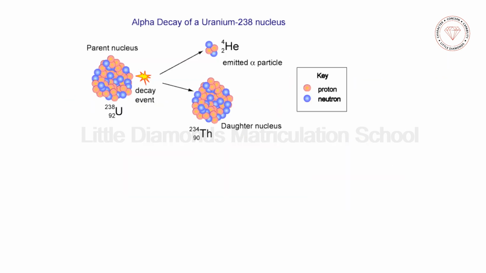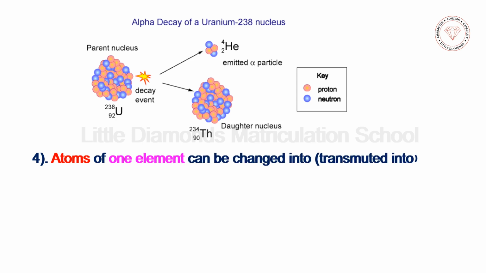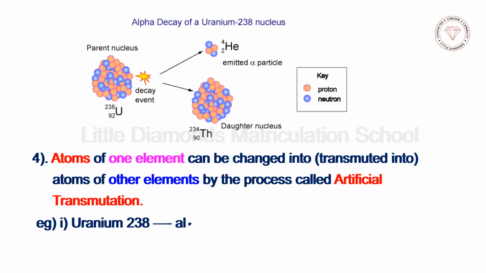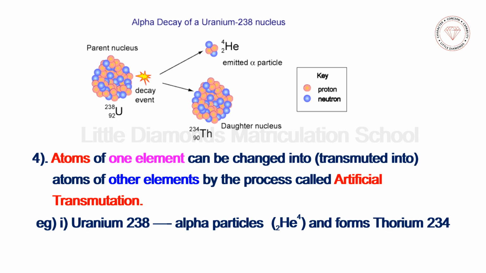Number 4, the discovery of radioactive elements led to the conclusion that atoms of one element can be changed into, that is, transmuted into atoms of other elements by the process called artificial transmutation. Example, uranium-238 emits alpha particles, helium-4 (2), and forms thorium-234. U-238 (92) gives Th-234 (90) plus He-4 (2).